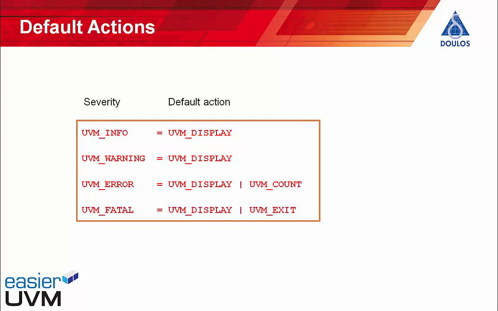There are a whole bunch of defaults. In fact, there are default actions depending on the severity of the report. So for UVM info and UVM warning reports, the default action is UVM display, which just has the effect of writing out the report to the simulation log. For UVM error, the default action is UVM display combined with UVM count. What UVM count does is to stop simulation after a maximum quit count has been reached. So after we've seen a certain number of errors, no further errors would be displayed, but the simulation would simply stop. Then for UVM fatal reports, the default action is UVM display combined with UVM exit, which aborts simulation.